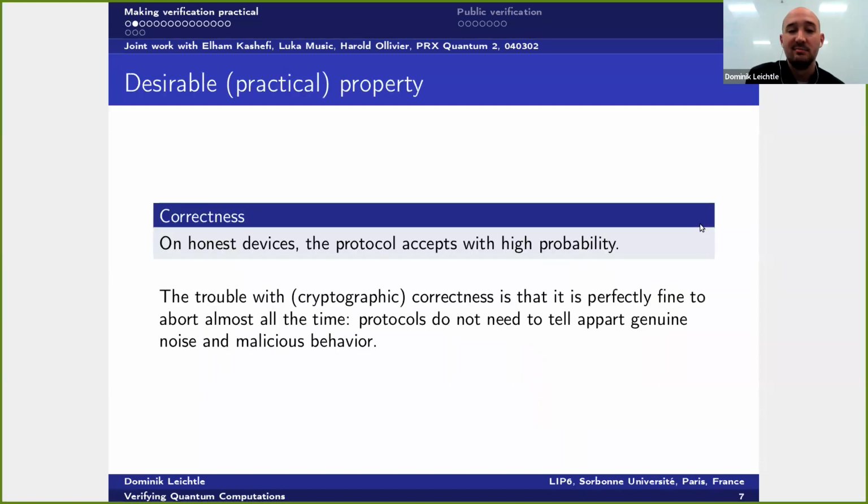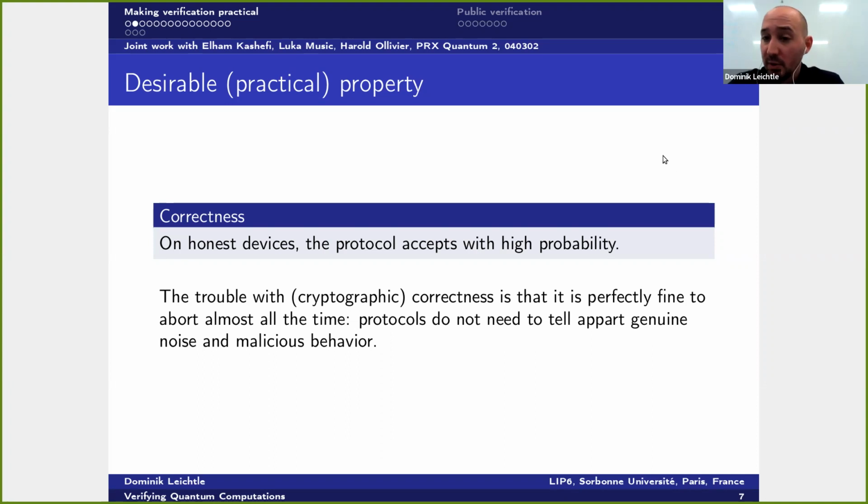And this is maybe in a way already an answer to your question. So one thing that we obviously want is correctness. Generally, cryptographically, this just means that if we have the protocol and it's run on perfect and honest devices, then it's going to do the right thing. So the client is going to accept, the verification is going to accept, and the client is going to get the correct output.